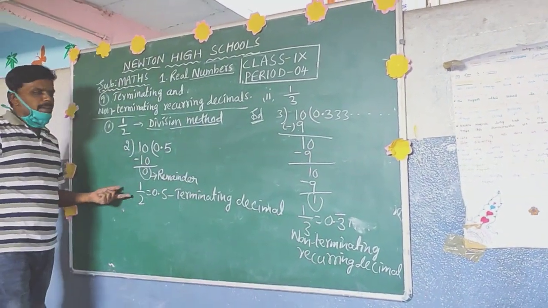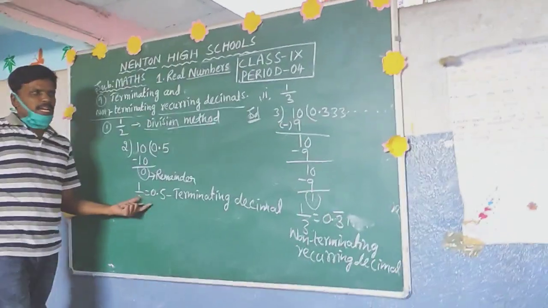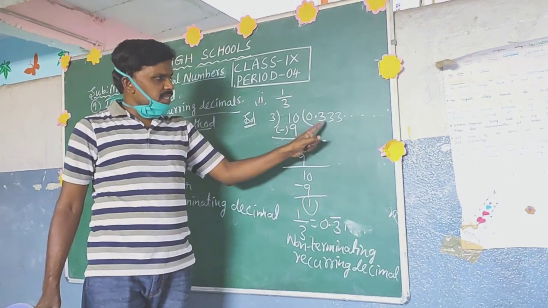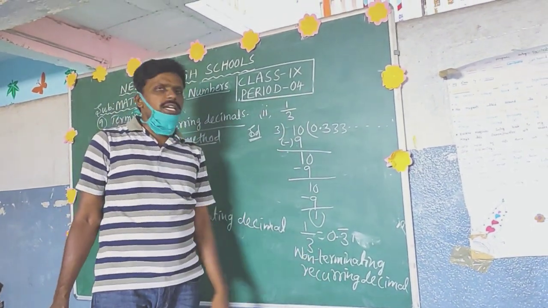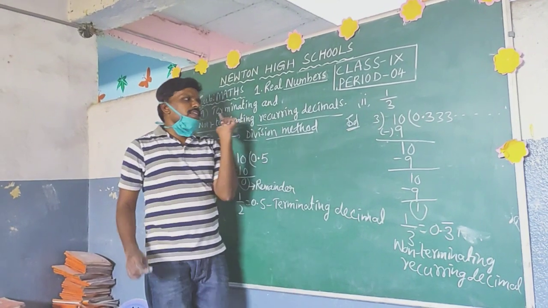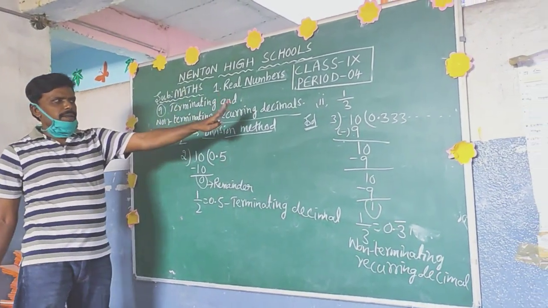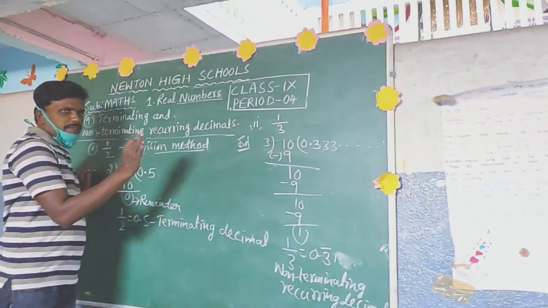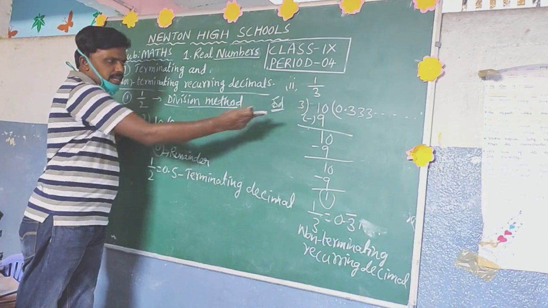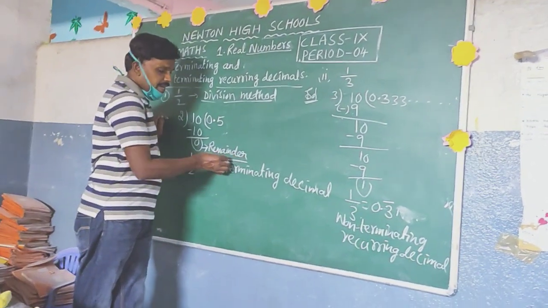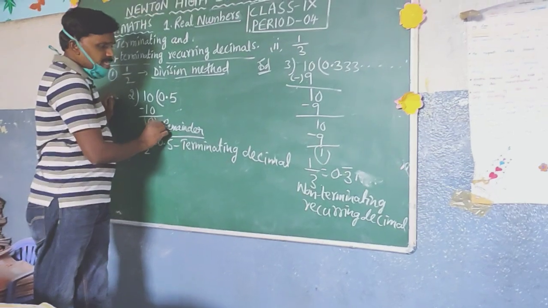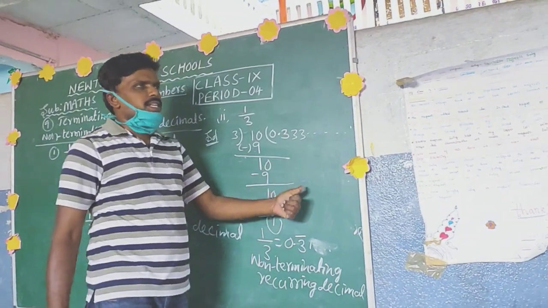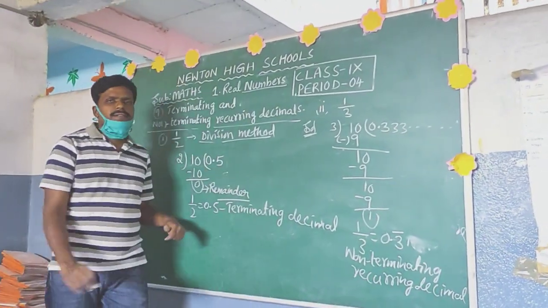So this is the difference between terminating decimal and non-terminating decimal. In the first case we got the remainder as 0, so we call it a terminating decimal. But in this case the remainder is not 0 and this digit is repeating again and again. So that is called a non-terminating recurring decimal. Have you observed it? This is terminating, that one is non-terminating. Why do we call it terminating? Yes, the remainder is 0, but in this case the remainder is not 0.